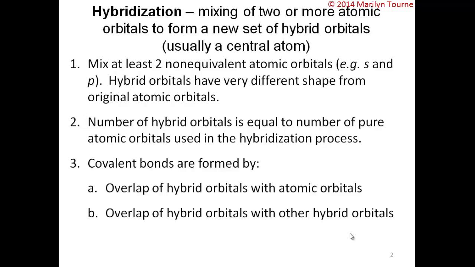And number three, covalent bonds are formed by overlap of hybrid orbitals with atomic orbitals. And by overlap, I mean basically a sharing of common space. And then also the overlap of hybrid orbitals can be done with other hybrid orbitals, but that's a little bit more complex. We're not going to worry so much about those this semester.